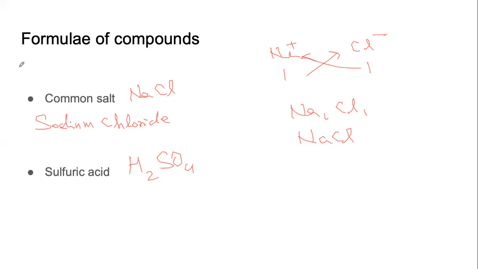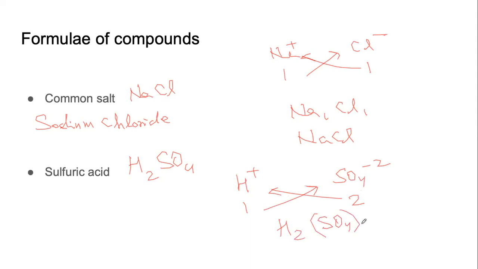Similarly, sulfuric acid is formed of H plus and SO4 minus 2. So H plus is the hydrogen ion, and SO4 minus 2 is the sulfate ion. Plus is 1+, minus 2 is 2. Number अगर देखें तो. Now once again we interchange. So this becomes H2SO4 1. Multiplying with 1, nothing changes. So we write H2SO4.